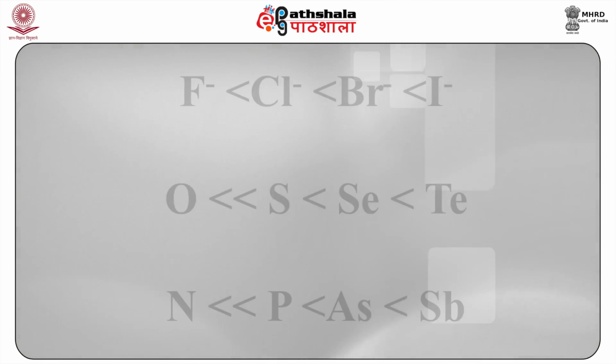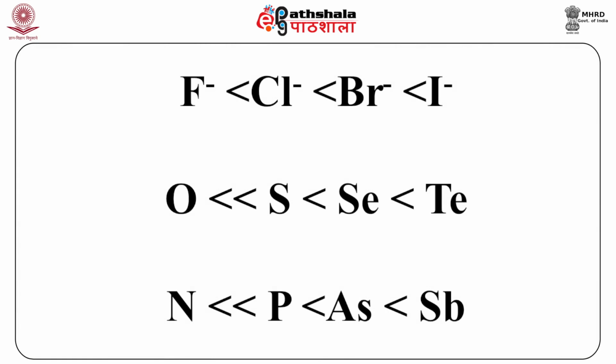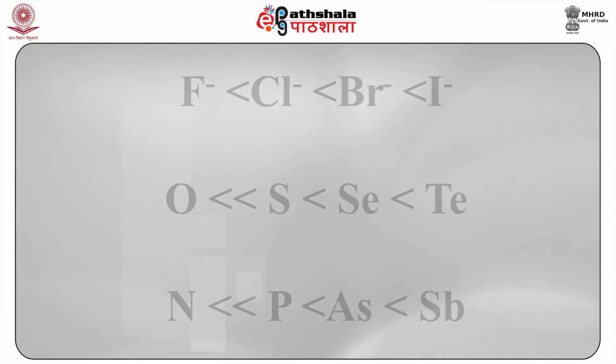The increase in availability of empty d orbitals in heavier elements favors an increase in stability of the complexes. They are also called soft acids or soft metals. The order of stability of complexes with ligands having the following donor atoms is as follows. Fluoride is less than chloride, less than bromide, which is less than iodide. Oxygen is much less than sulfur, less than selenium, which is less than tellurium. Nitrogen is much less than phosphorus, less than arsenic, which is less than antimony.